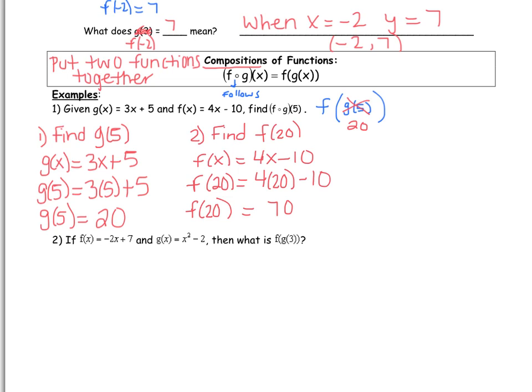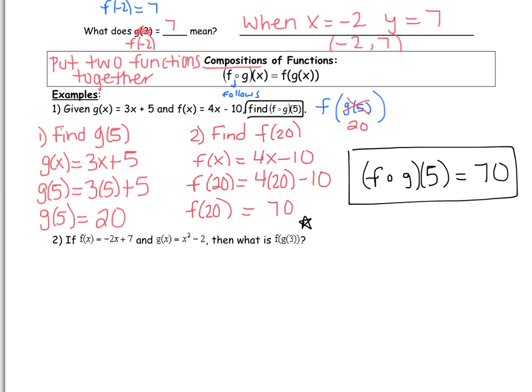This was a two-step process. So if you'd like, since this is what you wanted to find, you can write it out here: f of g of 5 equals 70. Whatever your last step came out to be, whatever number that is, is your final answer.